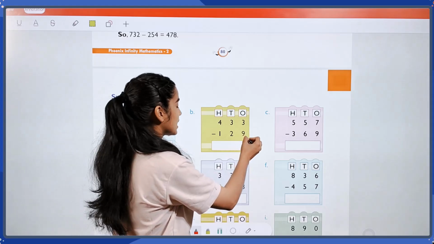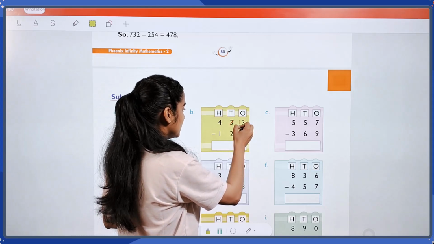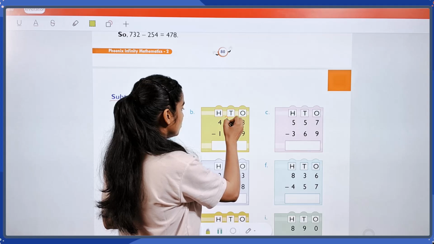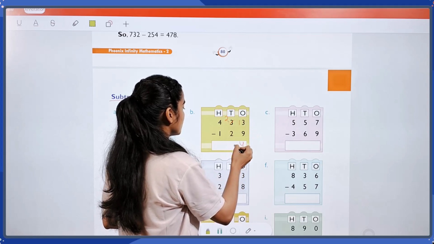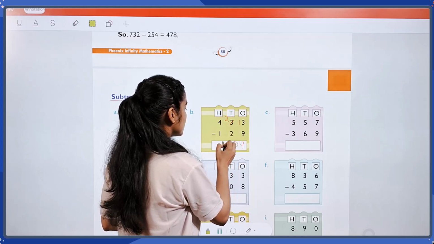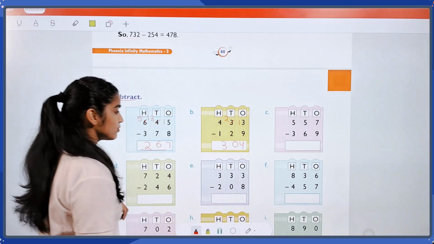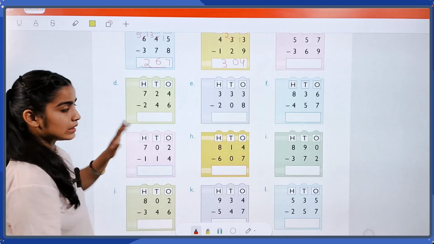Now 3 minus 9 is not possible, so we have to take a carry. Now it will convert 3 to 2. 13 minus 9 is 4. 2 minus 2 is 0. 4 minus 1 is 3. So students, you have to solve the rest of the questions similarly as I do.